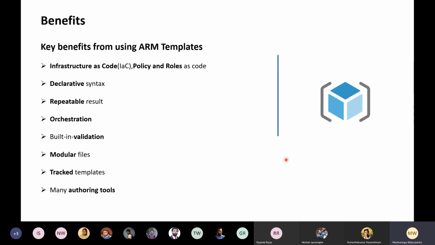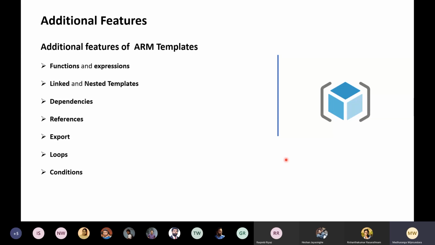Lots of IDEs and lots of extensions are there for supporting ARM templates. So what are the additional features in ARM templates, rather than manually going and creating the resources inside Azure? It has functions and expressions, linked and nested templates, and it can manage dependencies. Like if you have a SQL server and some application depends on it, you can set a dependency so that the app depends upon that SQL server.